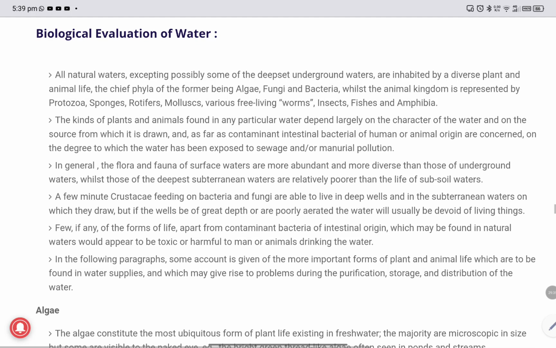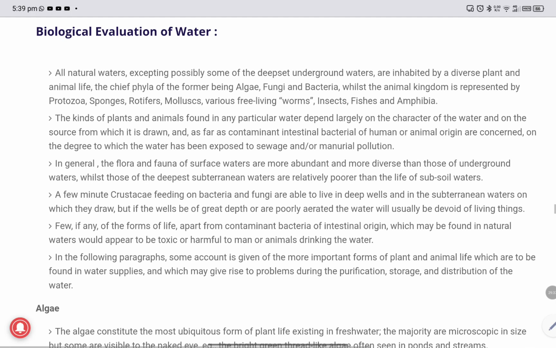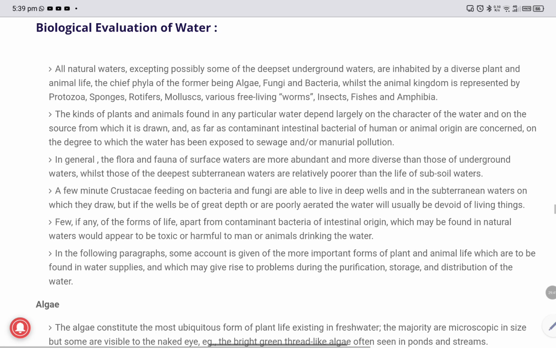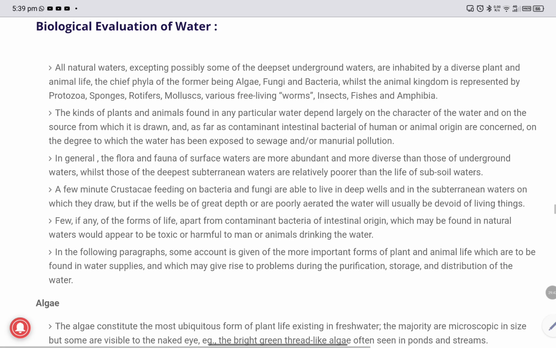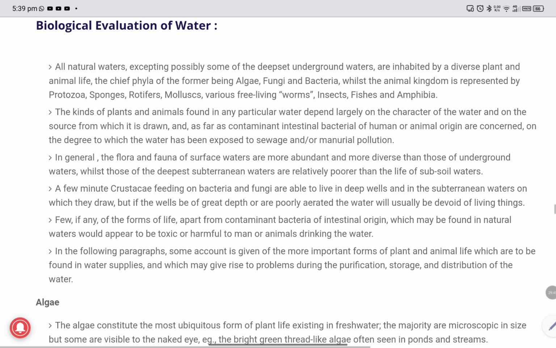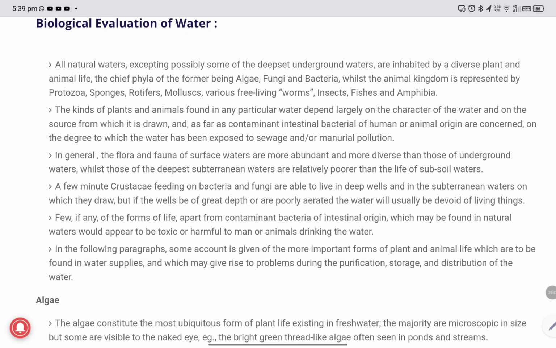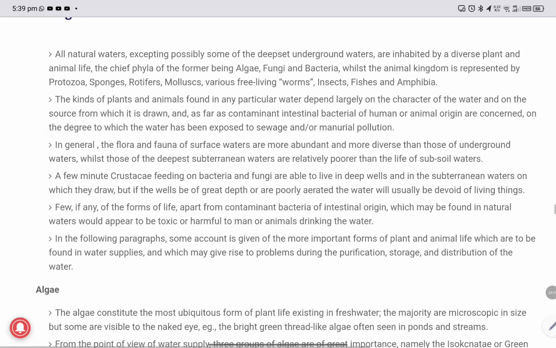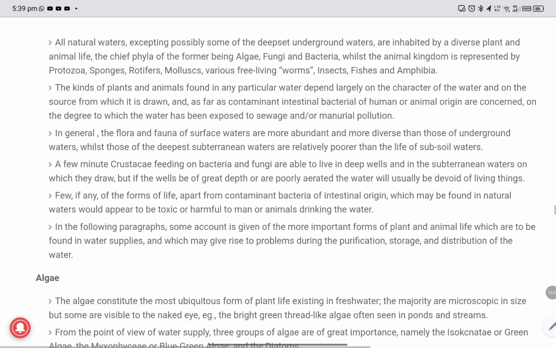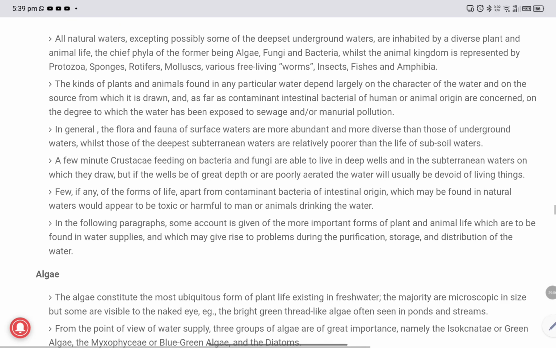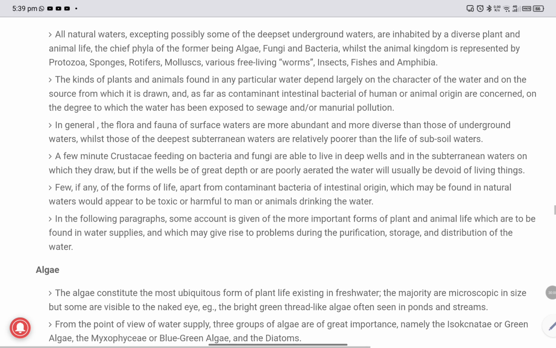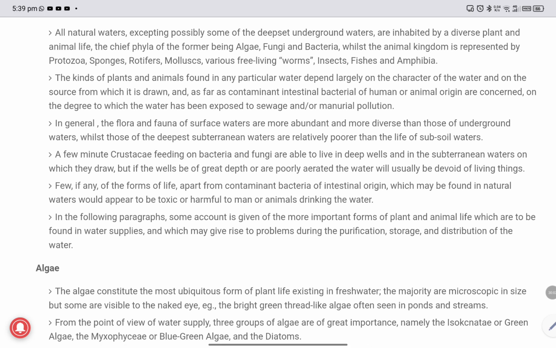The chief phyla of the former being algae, fungi and bacteria, whilst the animal kingdom is represented by protozoa, sponges, rotifers, mollusks, various free-living worms, insects, fishes and amphibia. The kind of plant and animal found in any particular water depends largely on the character of the water and on the source from which it is drawn.